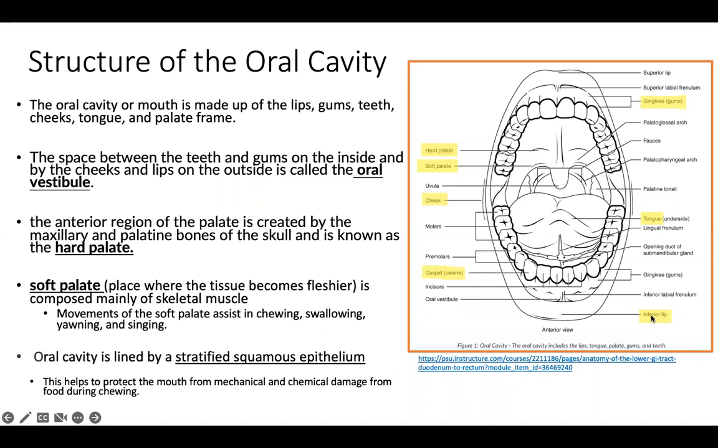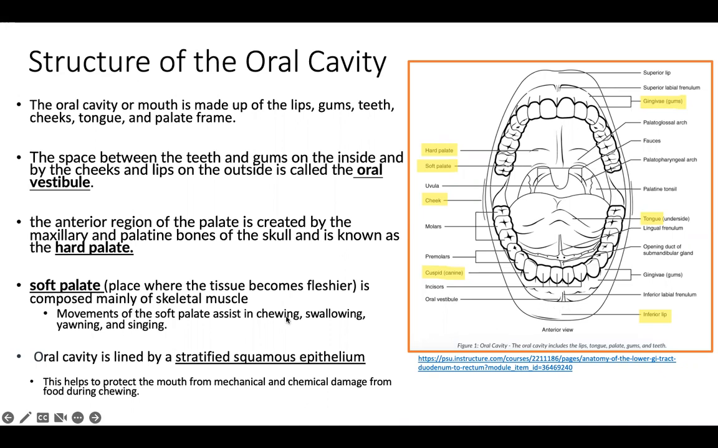For the structure of the oral cavity, I have a photo to the right, which points out many of the things included in the oral cavity, which is the gums, the lips, the teeth, the cheeks, the tongue, and the palate. So each of those are located. I highlighted a couple of them so you could point them out. And if you can see down at the bottom of the picture, there is something labeled called the oral vestibule. That is the space between the teeth and the gums on the inside by the cheeks and the lips on the outside. And as you can see, it's labeled right there in the middle at the bottom of it, right by the lip.